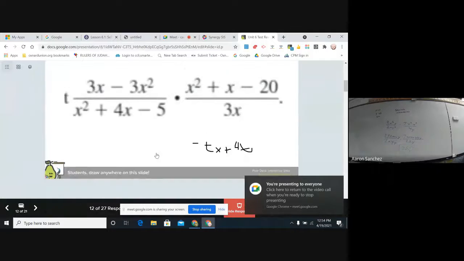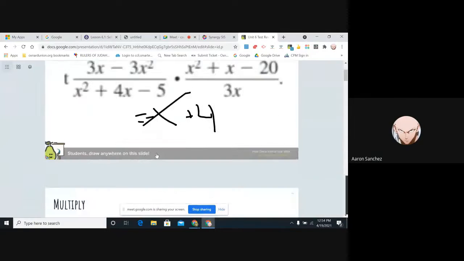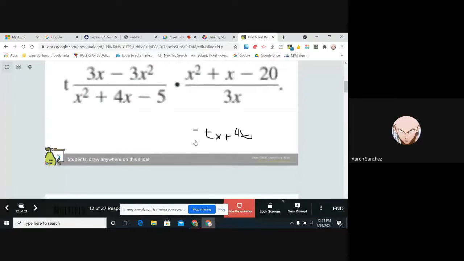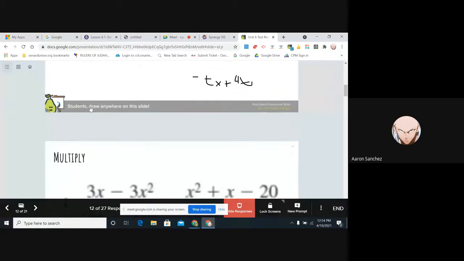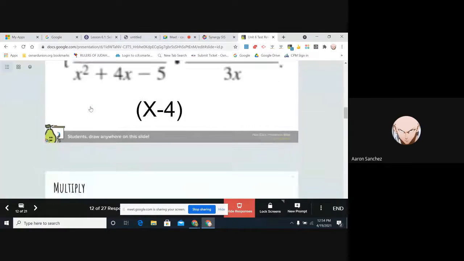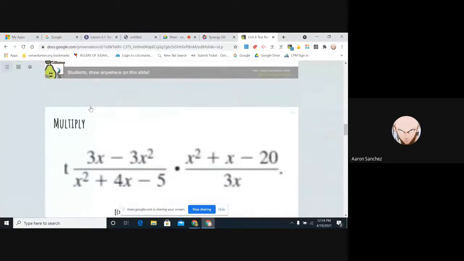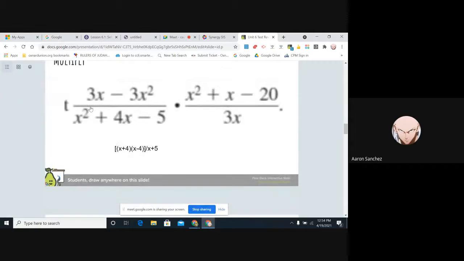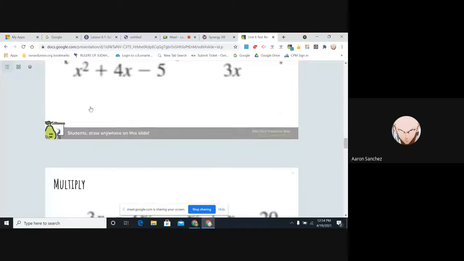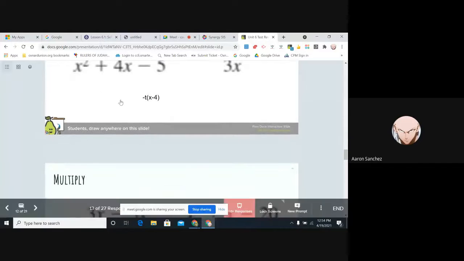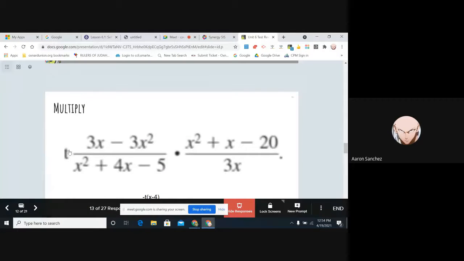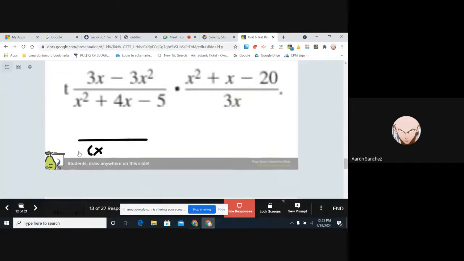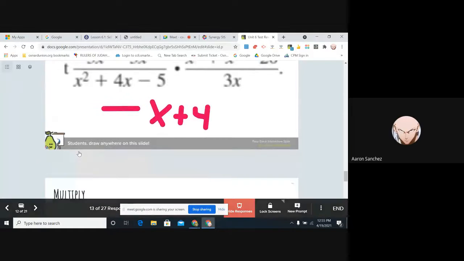Yeah. All right, cool. Okay, negative x plus 4. Ignore that, that's not a t. 3x squared minus x minus 4. Okay. x plus 1, x minus 4 over x minus 1. Interesting. Just ignore the t, I'm sorry, guys. That looks good, though. I think that might be close to being right.